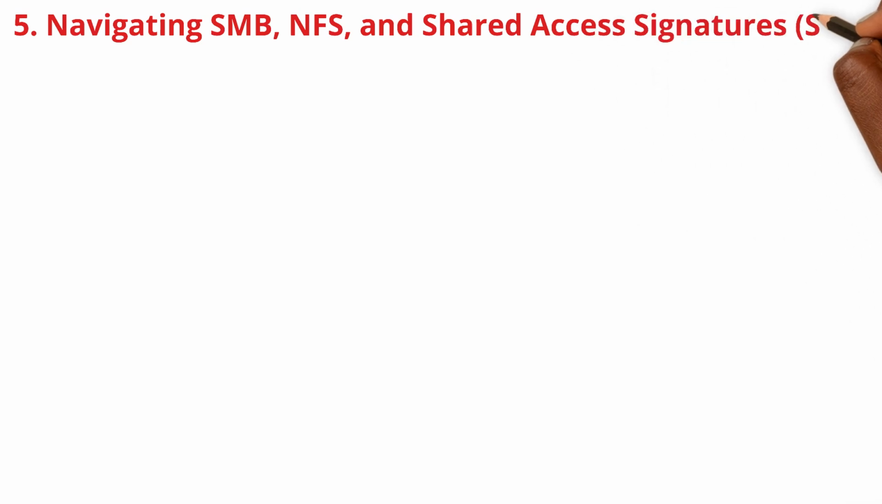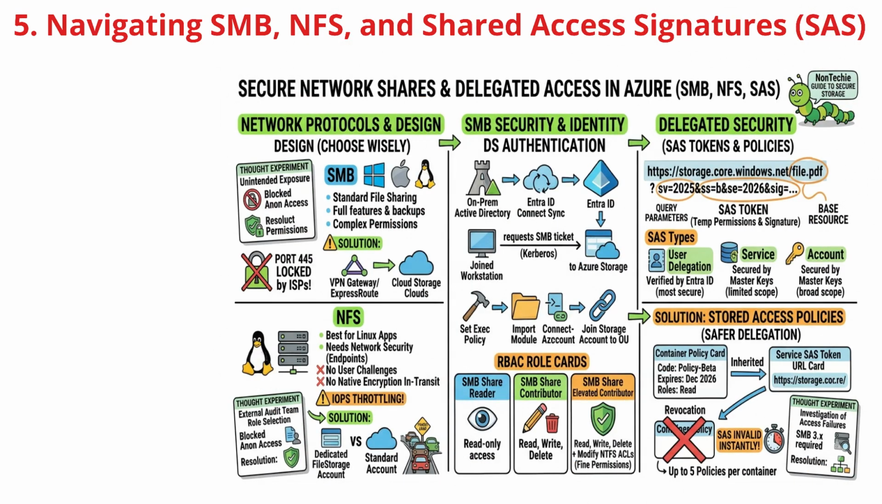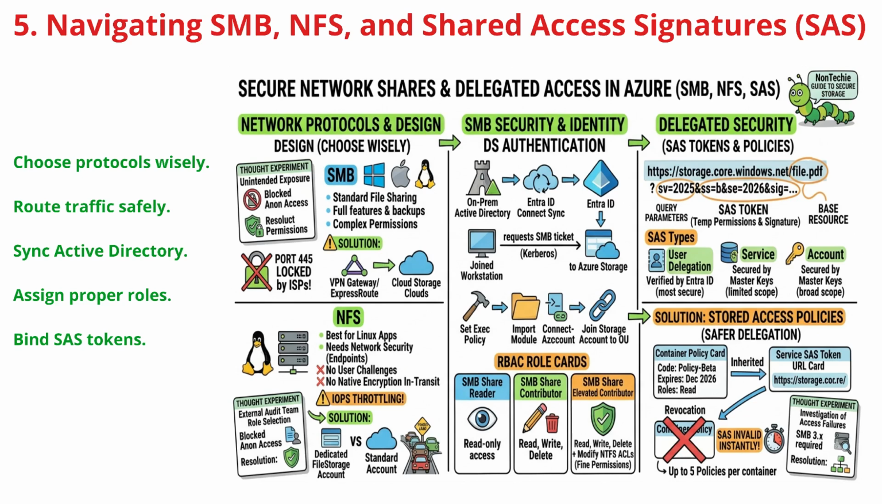Securing Azure file shares means understanding your environment. When choosing network protocols, select Standard SMB for robust Windows features. But remember to route traffic through a VPN to avoid ISP port blocking. For Linux apps, prioritize network endpoints with NFS. To maintain seamless access control during cloud migration, synchronize on-premises Active Directory with Entra ID to enforce proper RBAC roles and fine-grained permissions. Finally, when delegating temporary access to external partners, utilize stored access policies as administrative anchors. Linking SAS tokens to these policies allows for instant revocation if a token is ever compromised.